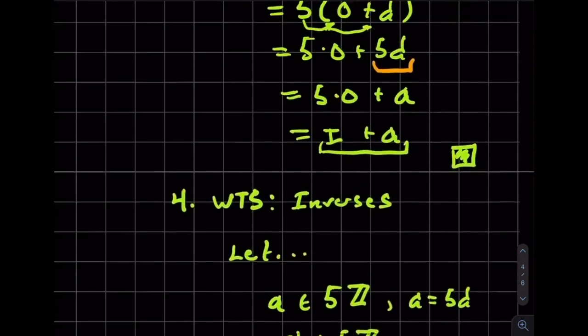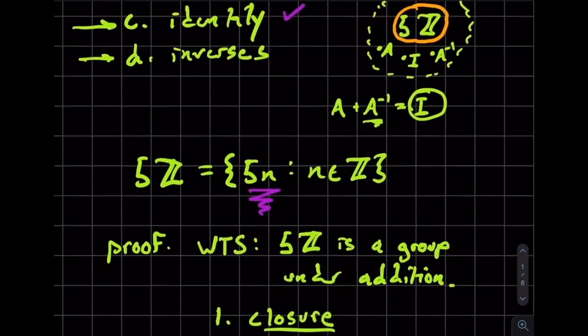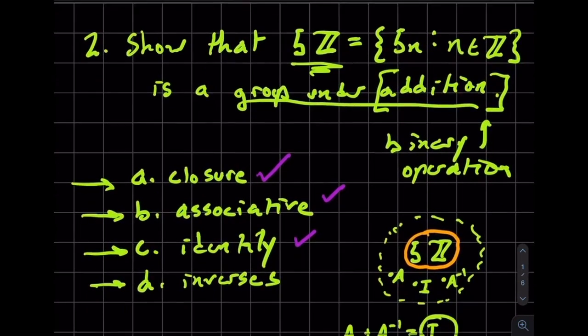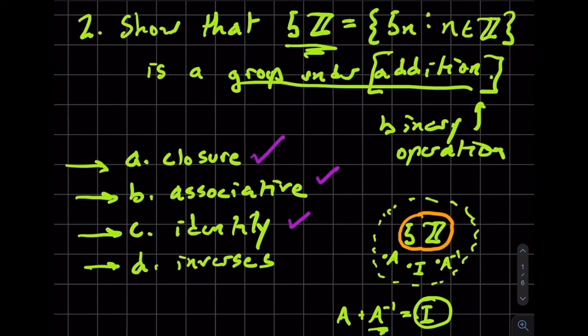Okay, and so that is the process that we'd like to go through each time that we show a set to be a group. Now the operation in question may change, as well as the way that we go about showing these properties, but the routine of going through those pieces remains the same.